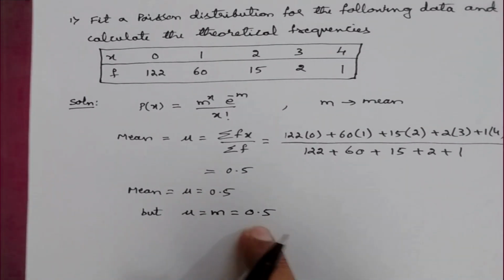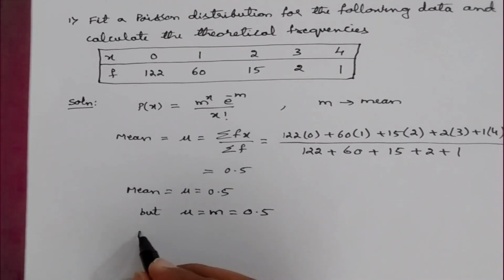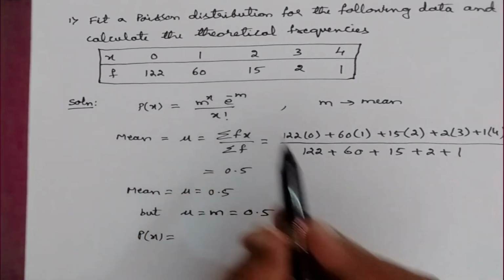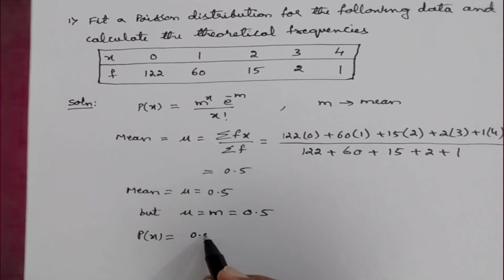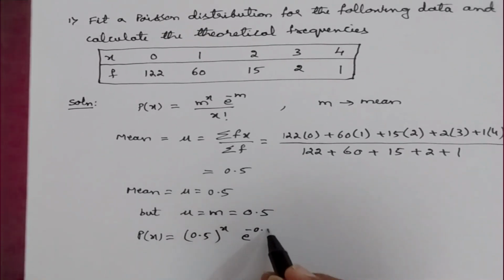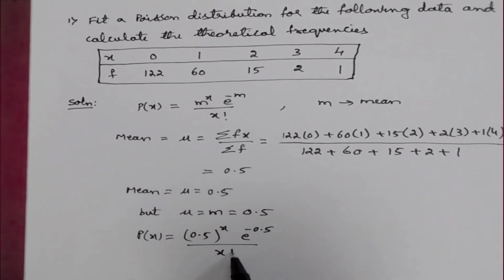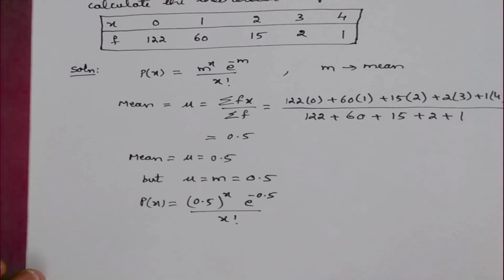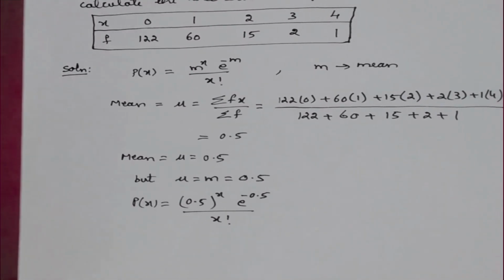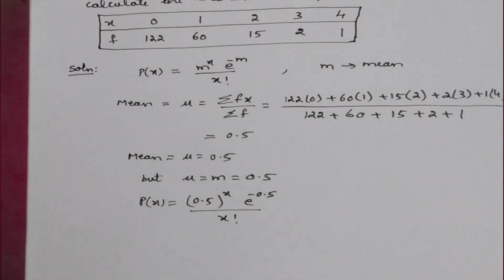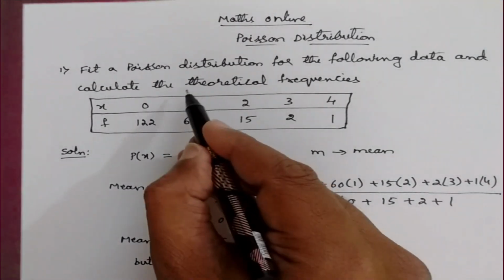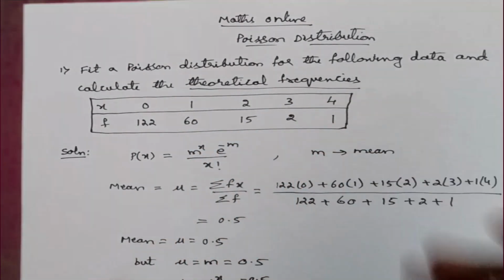Now if you plug this value back into the probability function, p of x will be equal to m power of x. The m value is 0.5, so you will be getting 0.5 to the power of x into e power of minus 0.5, divided by x factorial. So we have got the probability function. Now he is asking us to find out the theoretical frequency.